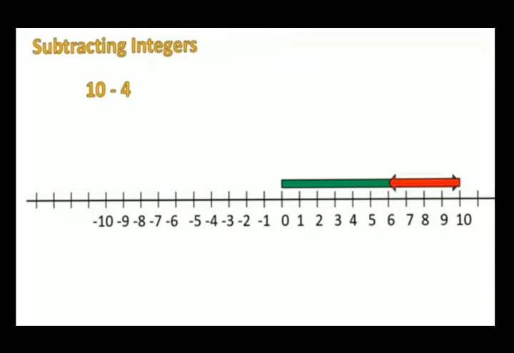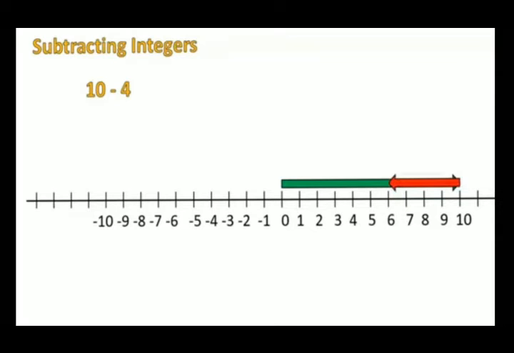Now subtracting integers. Example is given: 10 minus 4. You have to subtract both the positive integers. So for here you have to start from 0 and from 0 you have to move till 10. Which side? On the right side. After that we have to subtract 4. Means we have to come in the reverse steps, 4 from 10. That means we have to move 4 steps on the left side.